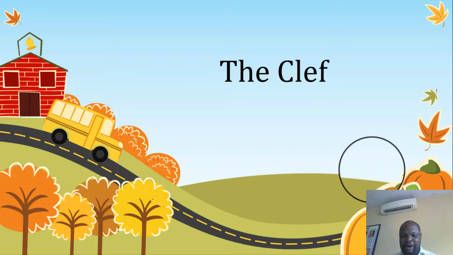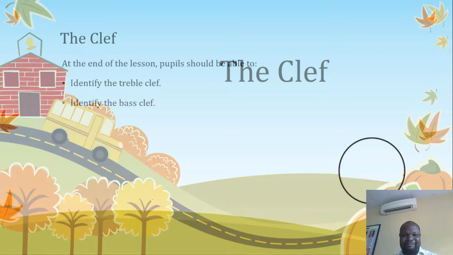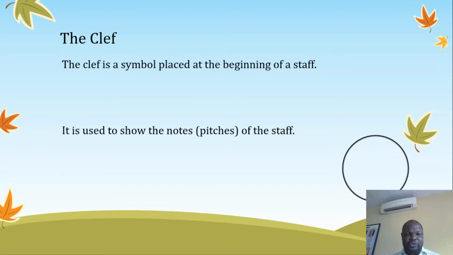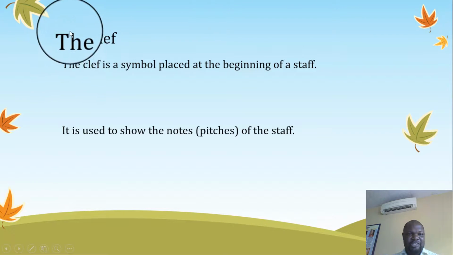Today we will be talking about the clef. At the end of this lesson, everyone should be able to identify the treble clef as well as the bass clef. So then, what is a clef? That's the first question we need to ask ourselves.